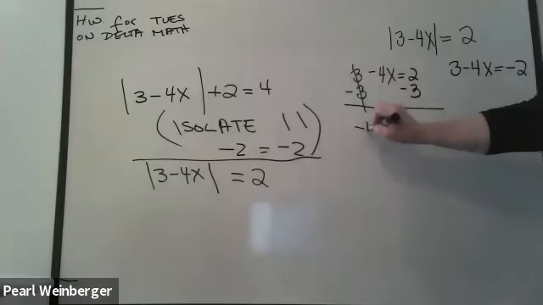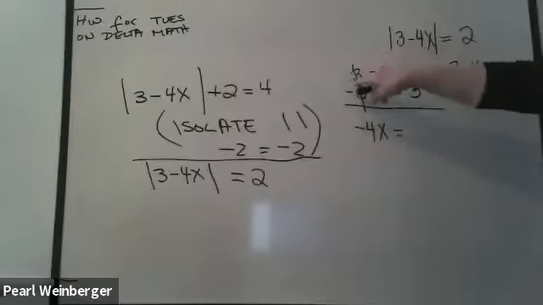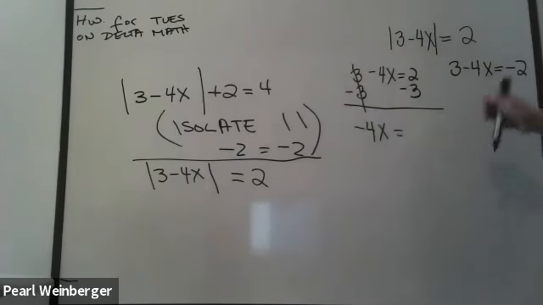Here, I want to bring this 3 to the other side because I want to be left with just the x's on the left side. So I'm going to subtract 3 from both sides. That will leave me a negative 4x. Don't forget there's a negative in front of that. Don't drop it. The only thing we're getting rid of is the 3. On the other side, I've done 2 minus 3, so that gives me negative 1.